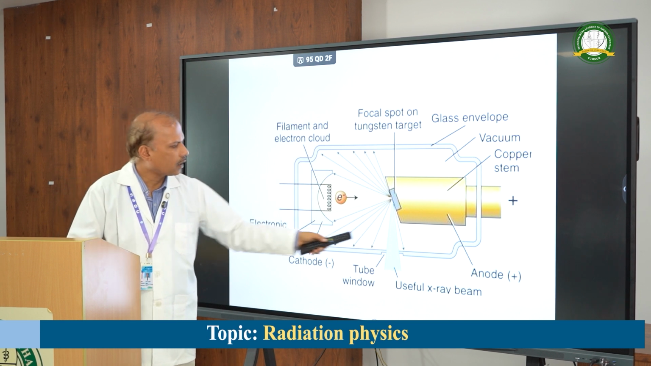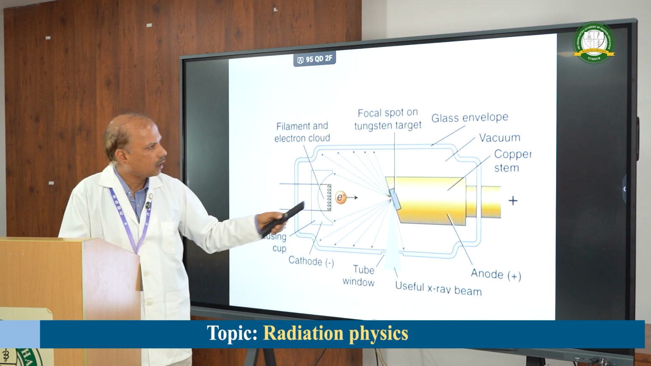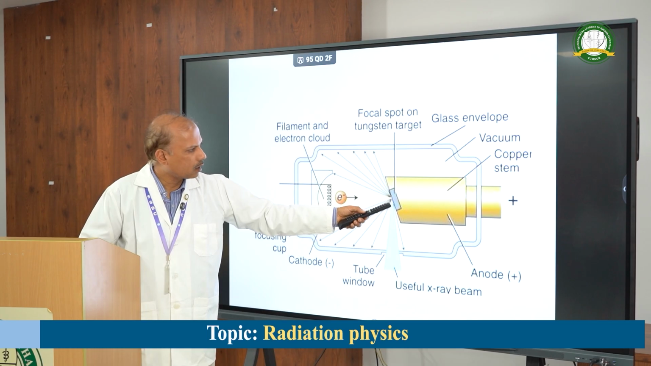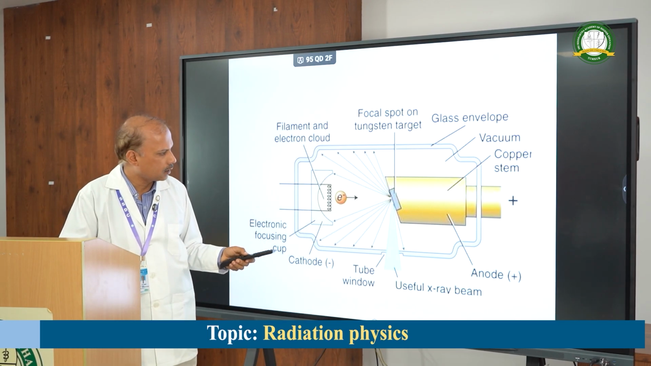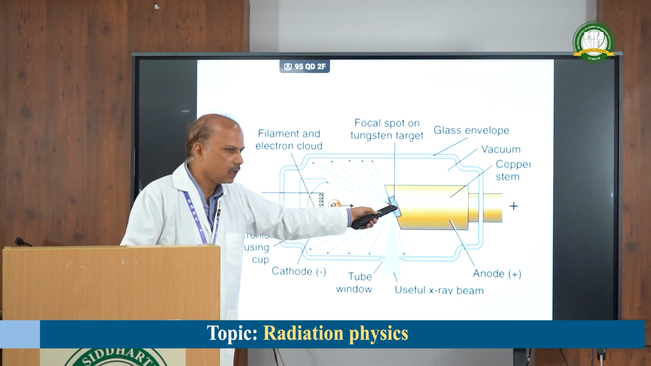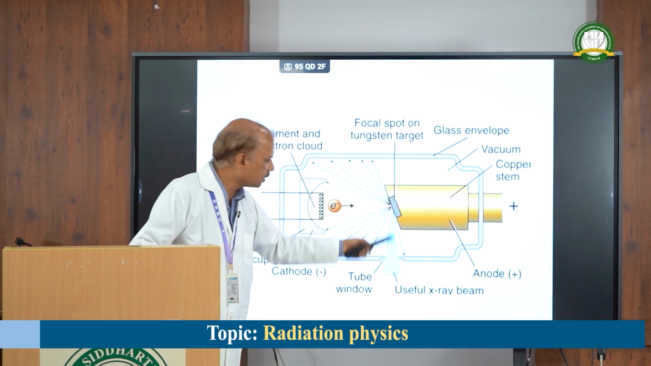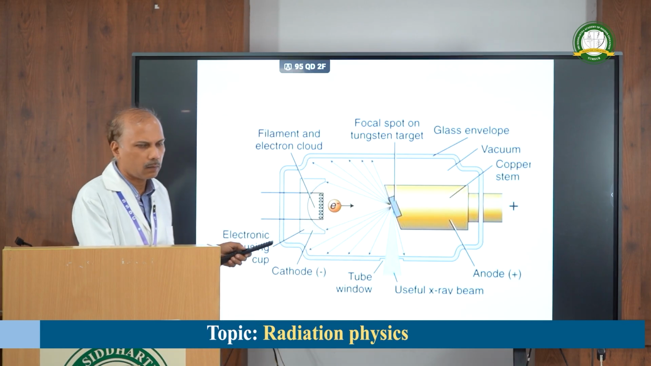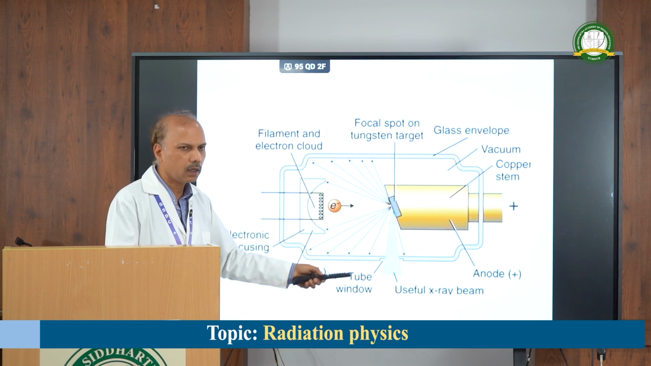And inside this is a vacuum where there won't be any oxidation of the metals, and there is a copper stem with a tungsten target. The copper stem helps in dissipating the heat and is a good conductor of electricity. So the electrons are ejected at high speed to the tungsten target, where they interact with the tungsten atoms. Then the X-rays are produced in all directions. The X-ray produced in one direction is utilized for imaging. More than 99% of the energy is converted into heat, and less than 1% is converted into X-ray.